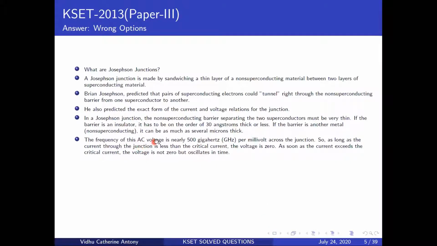The frequency of your AC voltage is nearly 500 gigahertz per millivolt across the junction. So this is the general standard. Now where you're supposed to be careful is this value that you have, 500 gigahertz per millivolt. The millivolt is where you're supposed to be focusing.